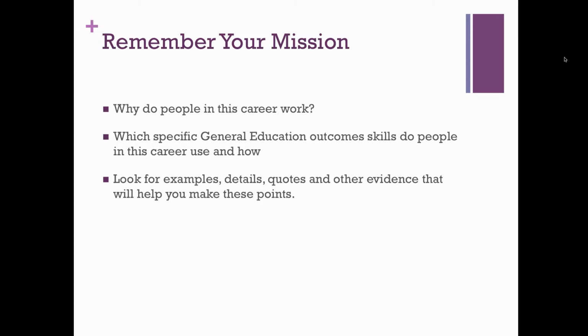This means we're going to be looking for examples, details, quotes, types of evidence that will help you make those points. I'd also like to point out that the web research piece should be really the third piece. In other words, the first focus should be the Career Center, particularly the Eureka and Career Cruising sites, then using the library catalog and the key databases we looked at there, and then finally the web.